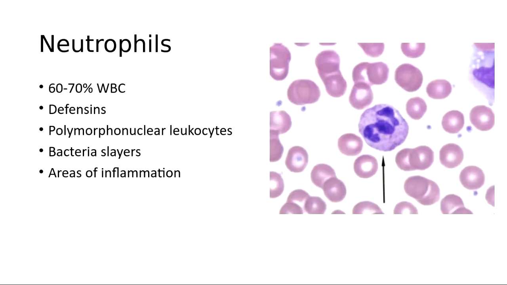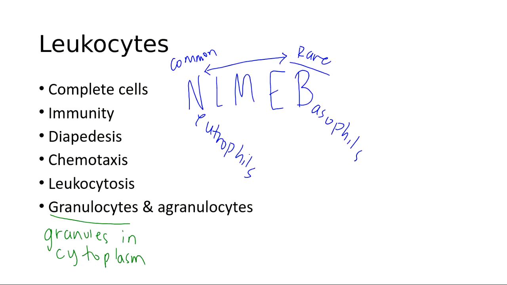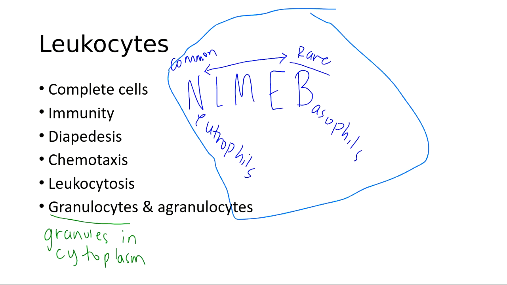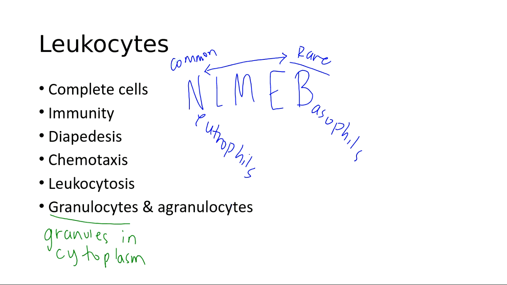Let's go back to this acronym. If you want an acronym to remember what's the most common to the least common white blood cell, you could remember never let monkeys eat bananas. So neutrophils, lymphocytes, monocytes, eosinophils, basophils. That's the list from most common white blood cell to the rarest.